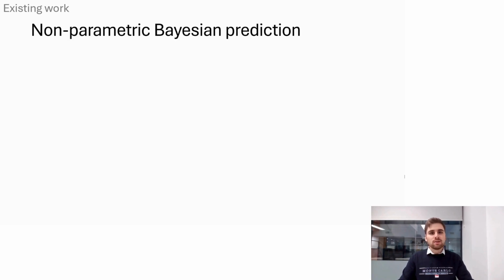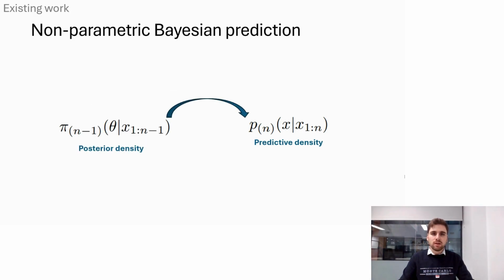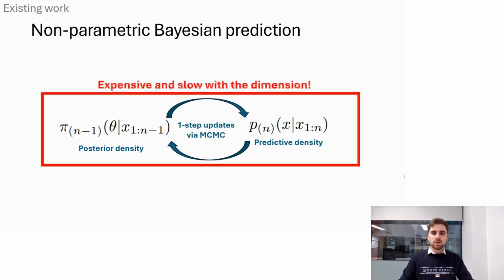Our starting point is non-parametric Bayesian prediction. The crucial object of inference is the predictive density, which is our best model for the data x given our current observations x1 to xn. To obtain this predictive density, the classical Bayesian framework relies on the posterior density, which describes our beliefs about model parameters. Now, to compute the posterior density, we in turn rely on the previous predictive using one-step updates via Markov chain Monte Carlo computations. This reliance on sequential MCMC is a big bottleneck as the resulting inferential procedure is expensive and slow with the dimension.